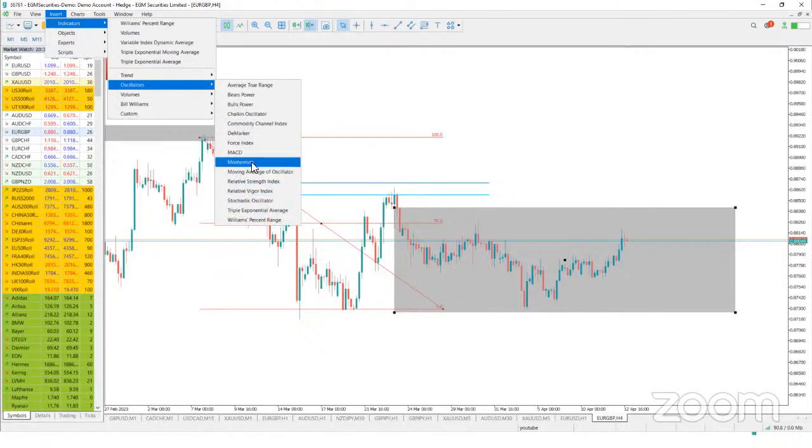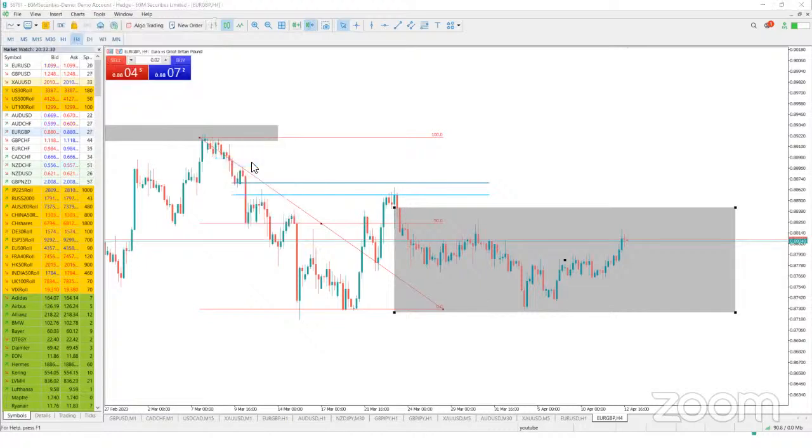Let's talk of momentum, for instance. Let's see whether we had a momentum confirming, right? Where is the momentum indicator? Again, we have a problem here now.